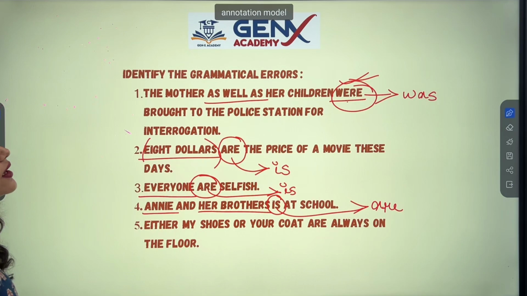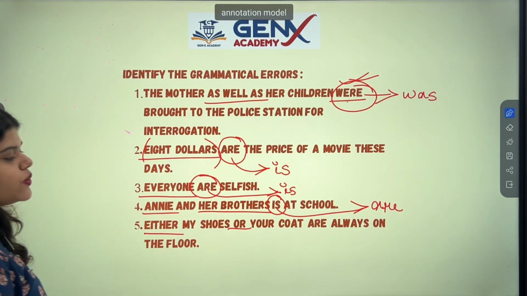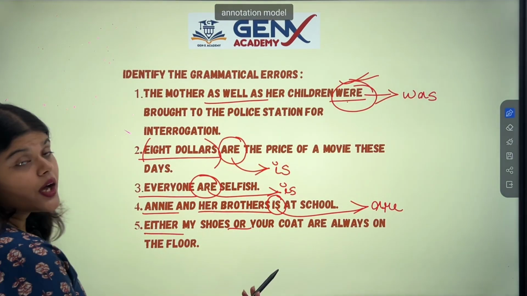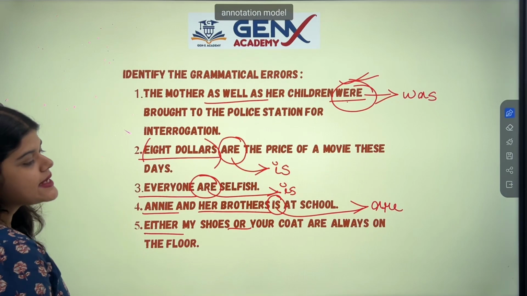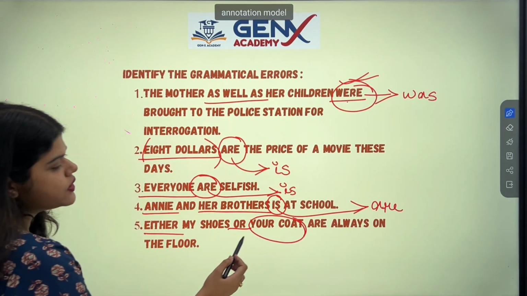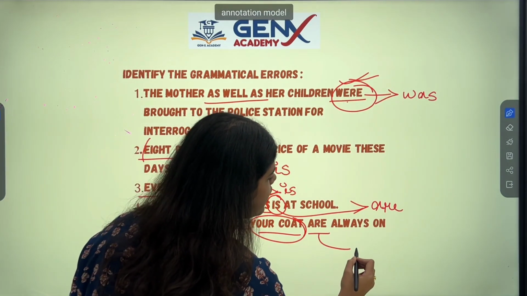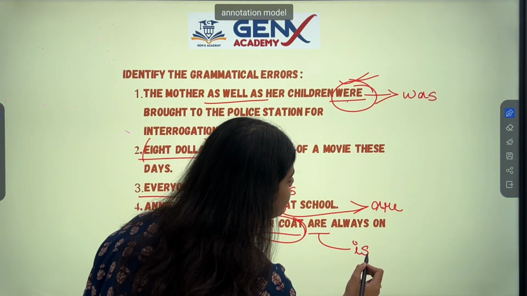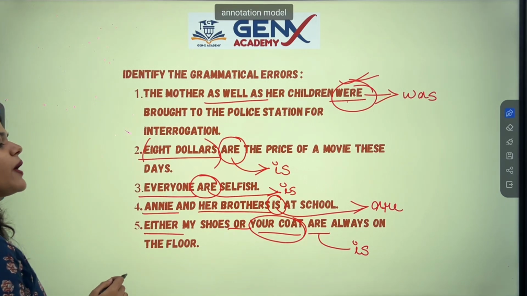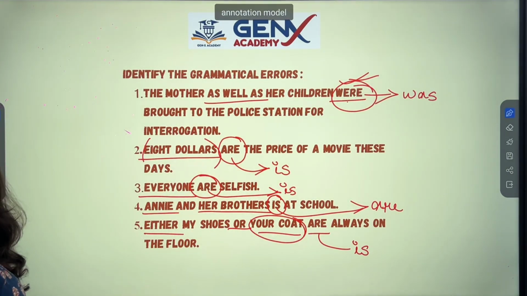Next, either my shoes or your coat are always on the floor. Either or is used, so the verb will follow the second subject. The second subject is your coat. So this is singular in nature and therefore the verb will also be in singular form. So it will be either my shoes or your coat is always on the floor.